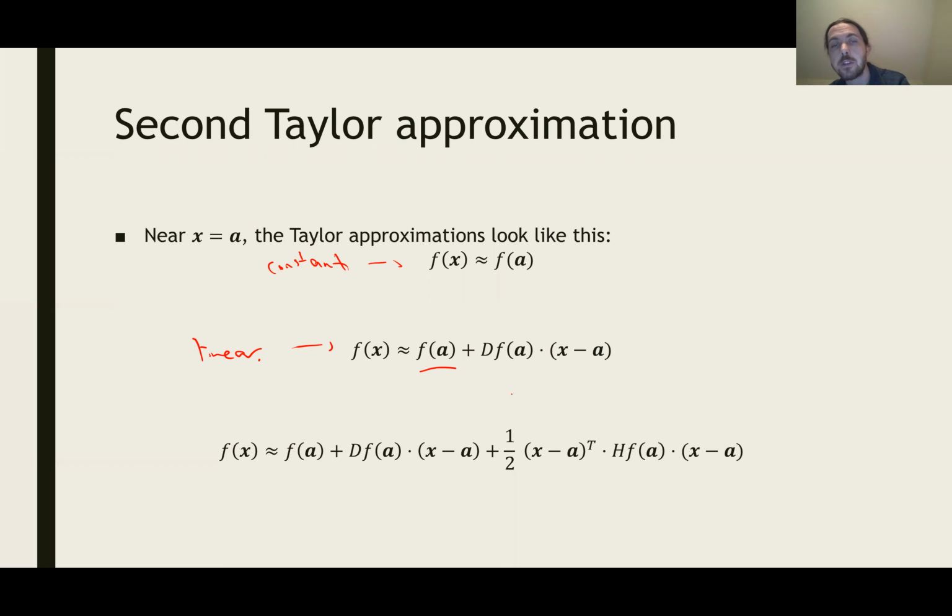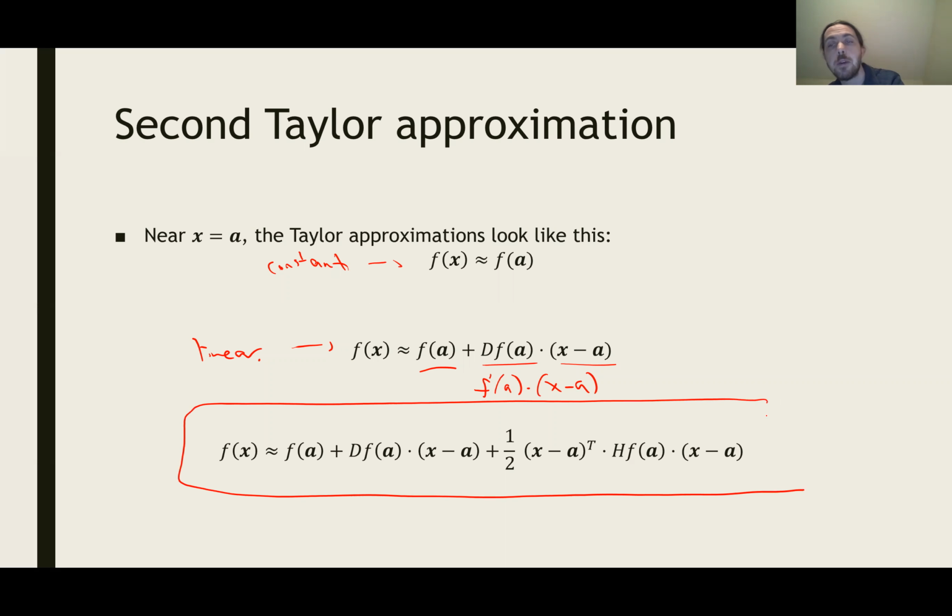f of x is pretty close to f of a plus df of a times x minus a. So we think about this as being like f prime of a times x minus a from single variable calculus, except we convert it into Jacobian and a matrix multiplication. The formula for the quadratic approximation takes that, so we've got our constant part and our linear part, and then throws on this new bit here involving the Hessian.